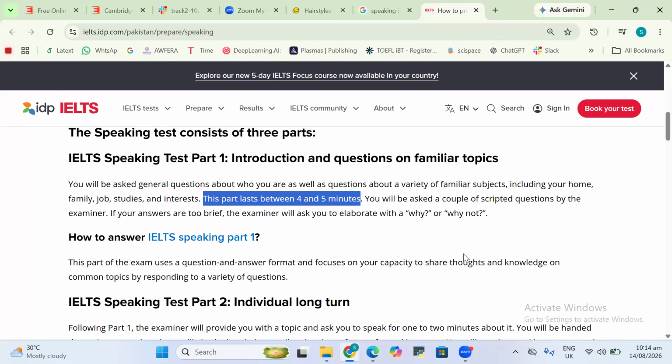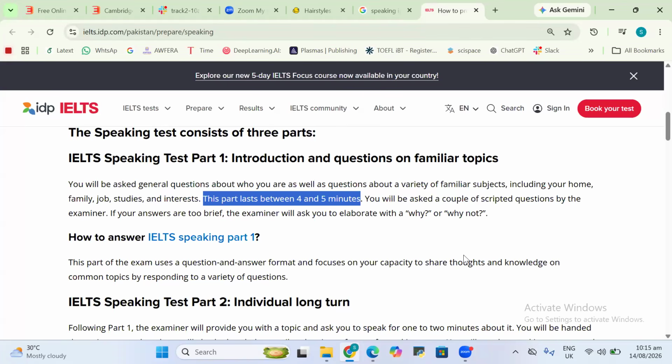So in 5 minutes, the time the examiner takes to ask you questions is also counted in the 4 to 5 minutes. Your response time and the time the examiner takes while asking questions, the total is 4 to 5 minutes. So my suggestion is that you don't need to extend your answer in part one. Your answer should be in the range of 20 to 30 seconds. You don't need to extend your answer. Otherwise, the examiner will stop you.